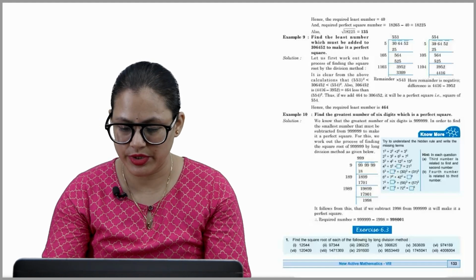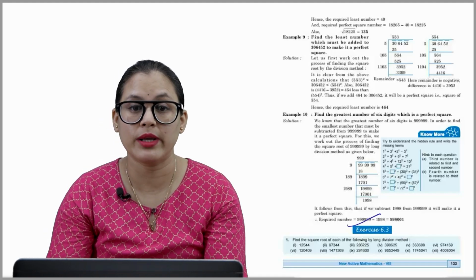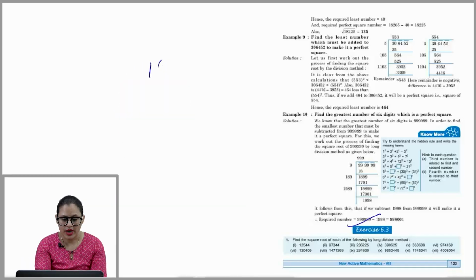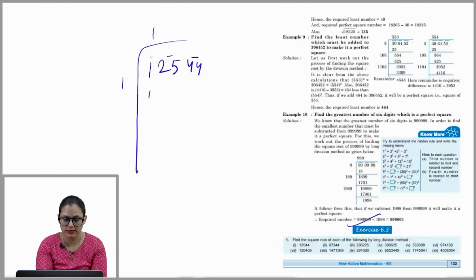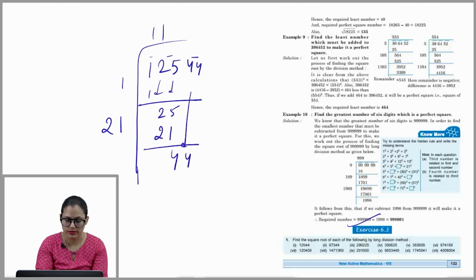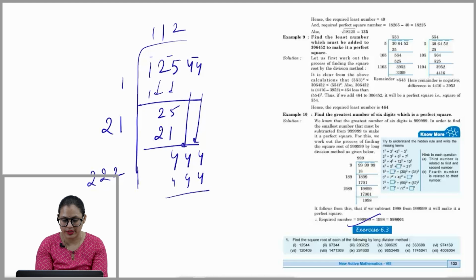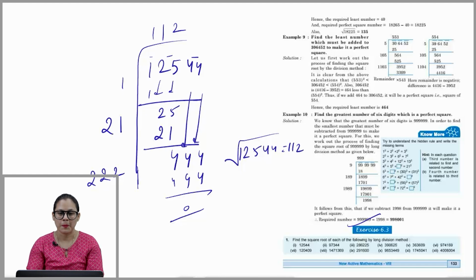Let's do exercise 6.3. We have to find the square root of the following by the long division method: 12544. Let's make the pairs. 1 1 is 1, bring down 25, 1 plus 1 is 2. 21 2s are 42, and we bring down 44, 22 plus 2, 224, then 4 4s are 16. So the square root of this number is 112, right?